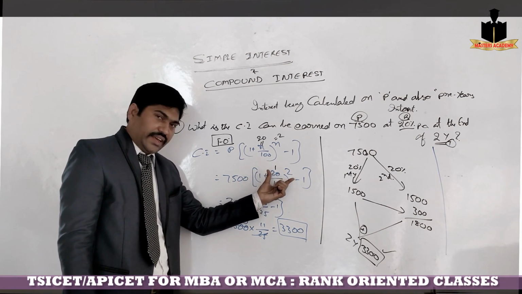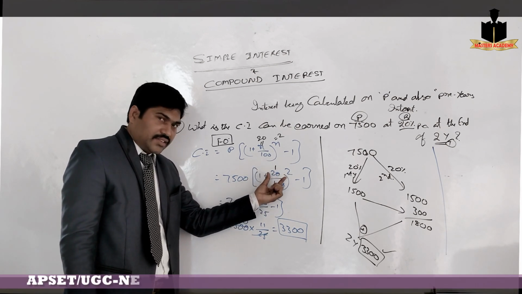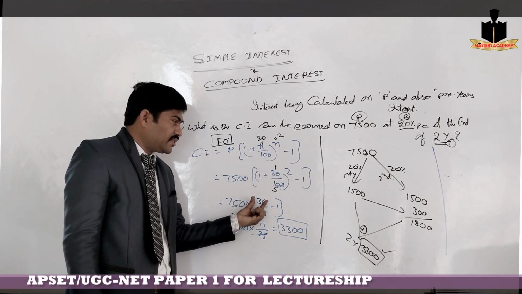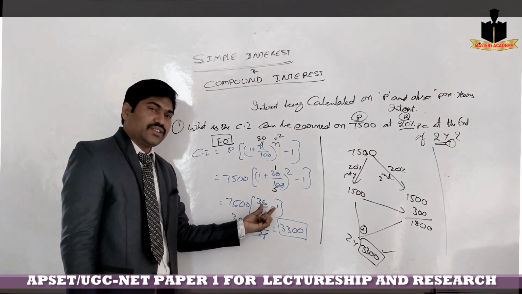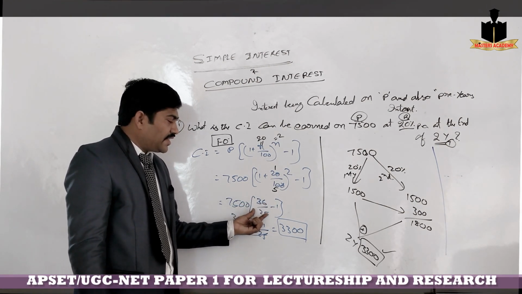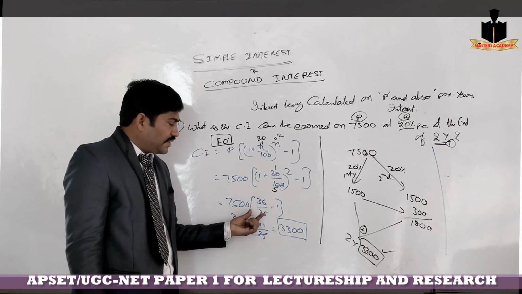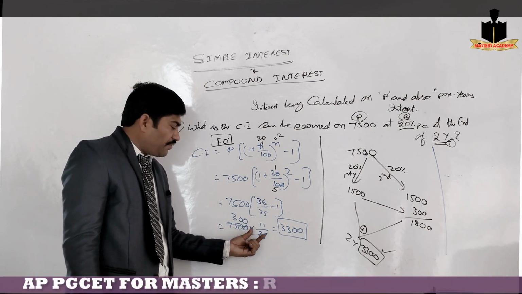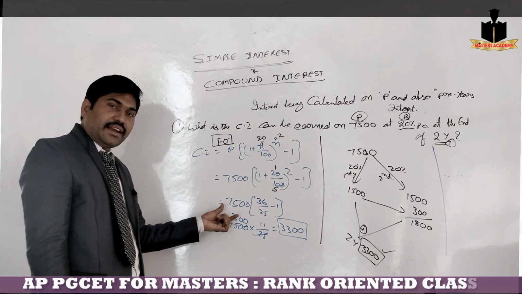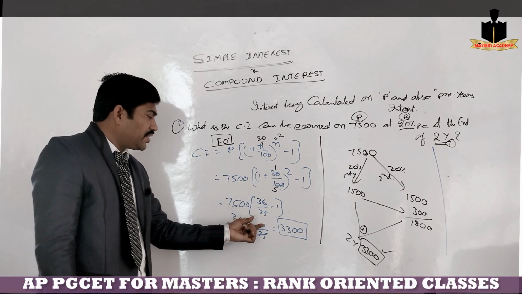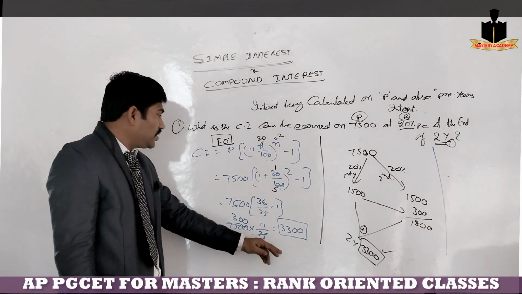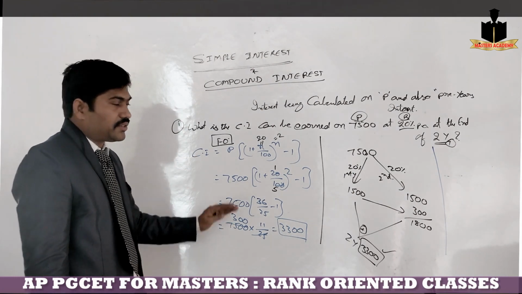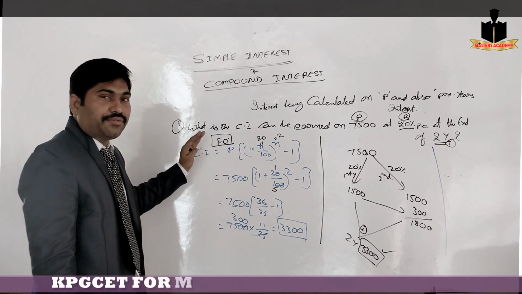(6/5) whole square is 6 square, which is 36, over 5 square, which is 25, minus 1. So 36/25 minus 1 is (36 minus 25) over 25, which is 11/25. 11/25 times 7500: 25 times 3 is 75, and the double 0 continues. 3 times 11 is 33, then double 0, so 3300. This is how we can calculate the compound interest according to the traditional method, the formula.